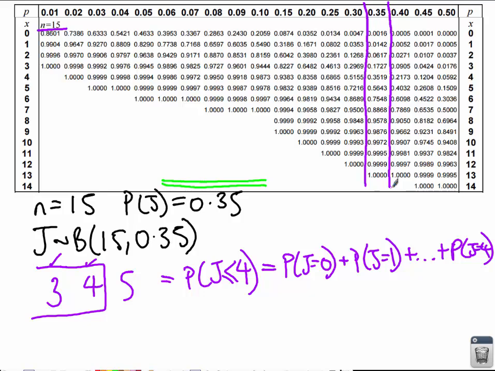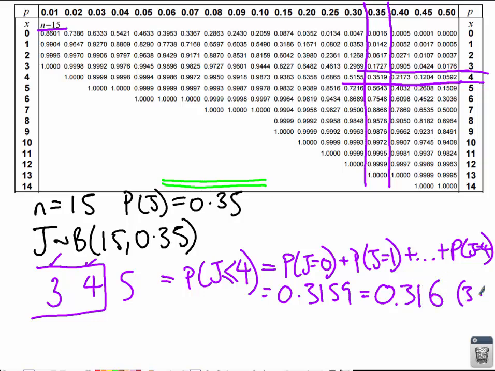Now, we want less than or equal to 4, so you want to find 4 on your table. It's over here, and look across. The number we want is 0.3519, and now we also know how to round that to 3 significant figures, so it'll be 0.352 to 3 SF.